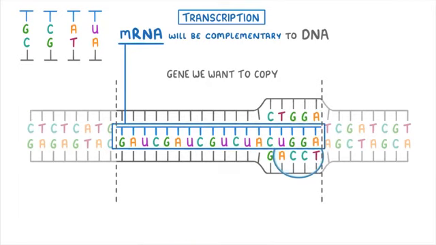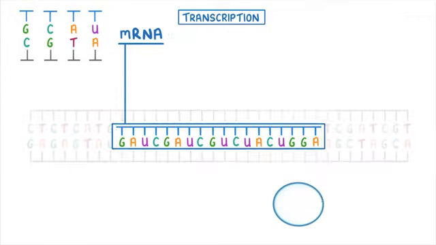Once it's moved along the entire gene and finished making the mRNA strand, the RNA polymerase detaches from the DNA, and the DNA strands can close back up. This means we're left with an mRNA that's then free to leave the nucleus and head off to the ribosome.